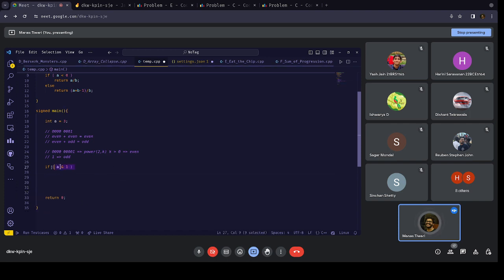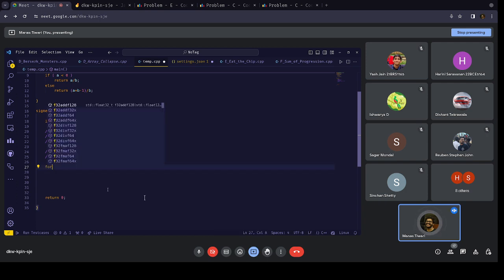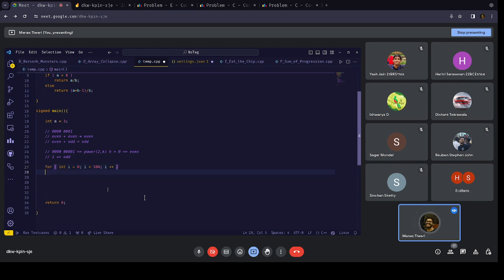Okay, tell me what happens if I do something like this. For int i is 0, i is less than some number 100, i plus plus, and I do cout i and 1. What do you think will be the pattern? Not 100, let's say 10.